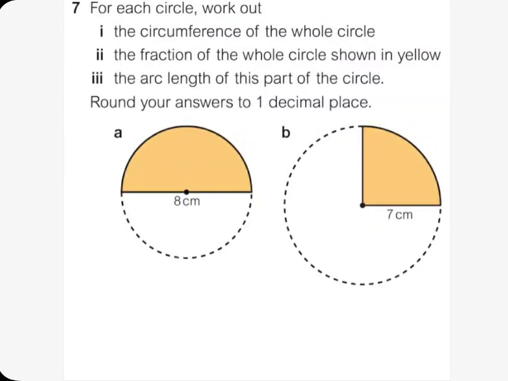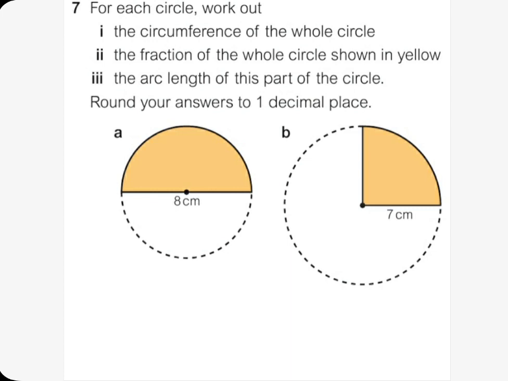In this presentation we're going to talk about 3.4, circumference of circle. Question 7. In this question, for each circle work out the circumference of the whole circle and then the fraction of the whole circle shown in yellow and then the arc length of this part of the circle. And we need to round the number to one decimal place. Now let's start with the first part, finding the circumference of the whole circle.